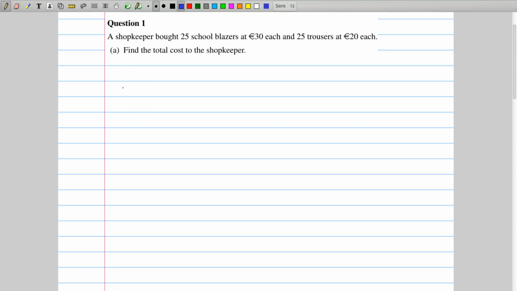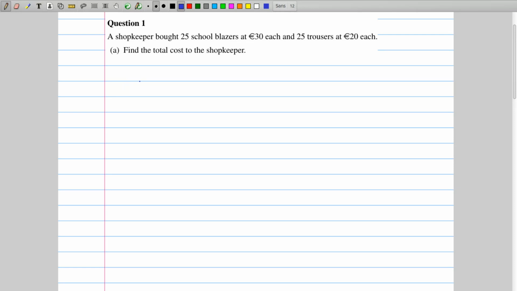This marks the start of the 2014 Ordinary Level series. To open up with, we're going to start with some arithmetic. And the question is that a shopkeeper bought 25 school blazers at €30 each and 25 trousers at €20 each, and we find the total cost to the shopkeeper. And this one's pretty straightforward.